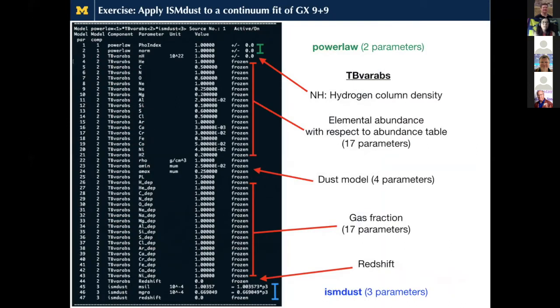And so here's what my fit will look like before I actually perform it. You can see that the elemental abundances have changed. For some reason, the default in XSpec is to have the gas fraction set to 1, so I actually don't have to touch those, but definitely check them. They should all be set to 1 before you run this.